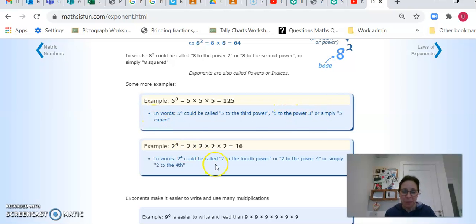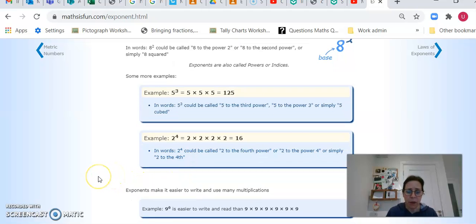All right. So some of that language is familiar to you. Cubed is familiar. To the power of is probably familiar. I don't normally say to the third power. I normally say to the power of the number, but you know, it doesn't matter which way you say it as long as you know what you're talking about. And here's another, power of 4, and you have to multiply it 4 times. And again, in words, this could be called 2 to the 4th power, 2 to the power of 4, or simply 2 to the 4th. Okay, an easier way to say it. So what do exponents do for us? Why do we use them?